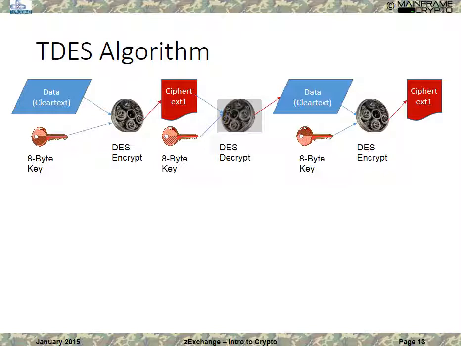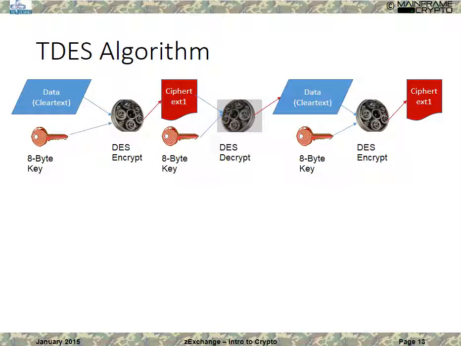And you could do that by using the same 8-byte key for all three parts of your 24-byte key. So you could encrypt your data with an 8-byte key and create some ciphertext. And instead of stopping there and sending that to your partner, you could then use your triple DES engine, use the same 8-byte key to decrypt that first round of ciphertext.